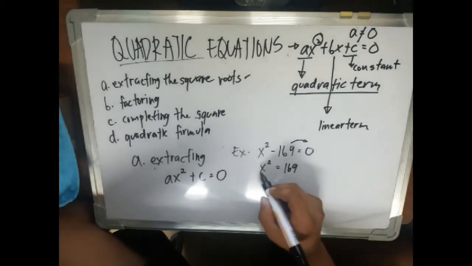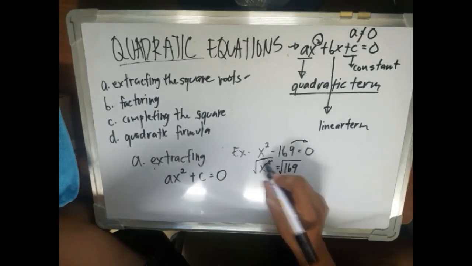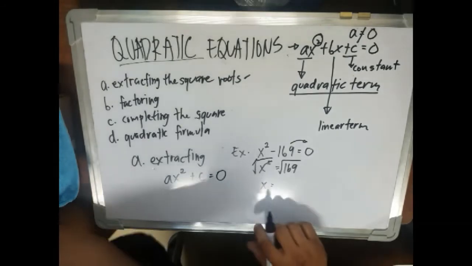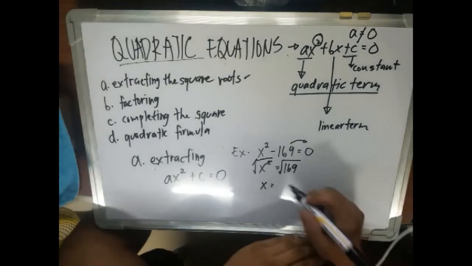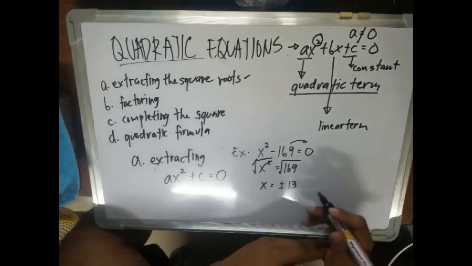So, literal na kukunin natin square root. Square root is square root. So, cancel. So, x equals, what is the square root of 169? So, pag kukunin natin yung square root ng 169, that will be positive, negative 13. So, dalawa yung sagot. So, bakit ba dalawang sagot?